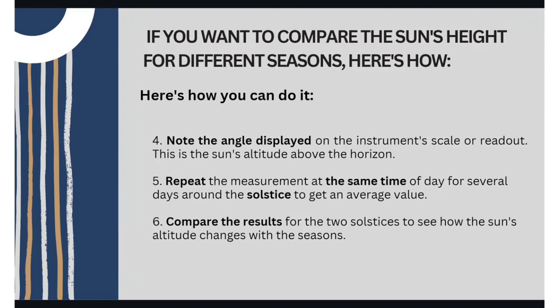Lastly, the last step is compare the results for the two solstices to see how the sun's altitude changes with the season. Once we have taken measurements for both summer and winter solstice, we can compare the results, the data we gathered over the year. Typically, we will find that the sun's altitude is highest in the summer and lowest in the winter, reflecting the tilt of the Earth's axis relative to the sun. Next.